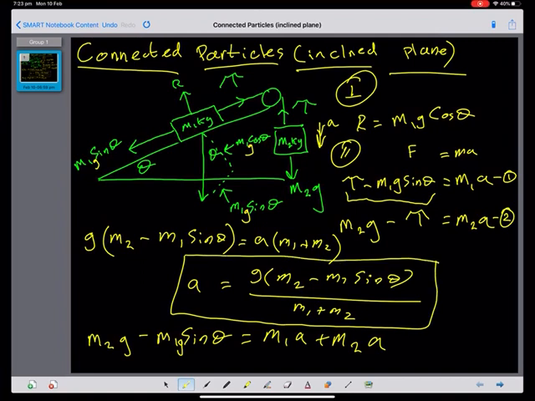I hope this helps. The second part of your question was just substituting in the masses and the angle to find the acceleration, and we take the acceleration due to gravity as 9.8. Hope this helps.